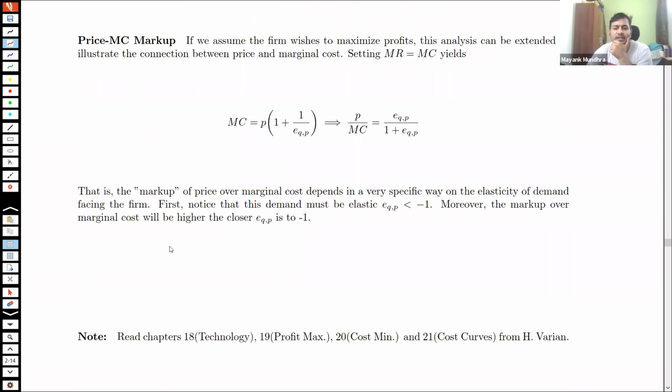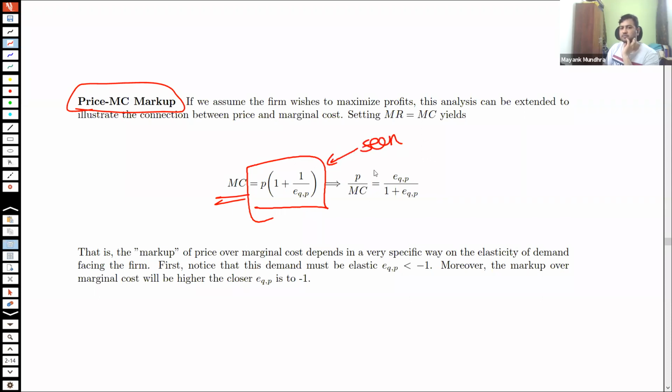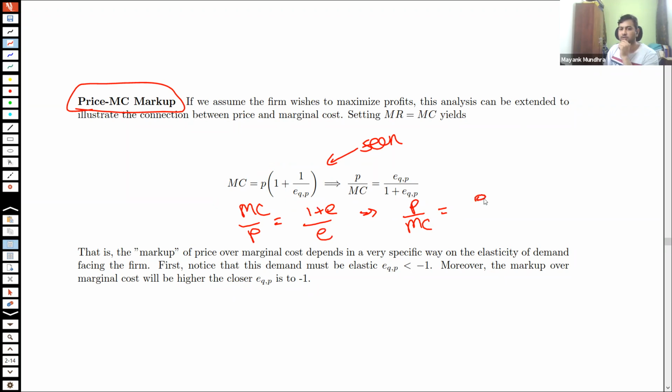Right. So the final thing is the price-marginal cost markup. So marginal cost is equal to price into (1 plus 1 by E). We already established this. We have seen this. So price upon marginal cost. Since I know this, I know MC by P equals 1 plus 1 by E, which can be written as (1 plus E) by E, or P by MC equals E upon (1 plus E).